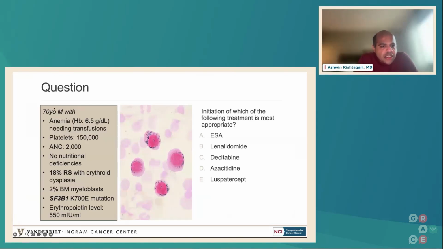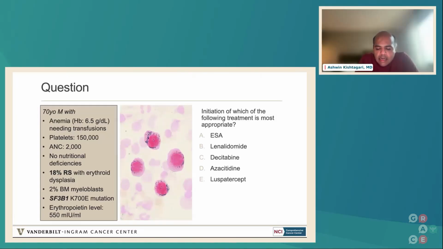This is a patient who is 70 years old who presented with anemia, had a normal platelet count and normal neutrophil counts. But when they had evaluation done for this anemia, they were found to have ring sideroblasts. These are the bone marrow cells, and you can see that there is a ring around the nucleus, and we call them ring sideroblasts. And they had a mutation called SF3B1.